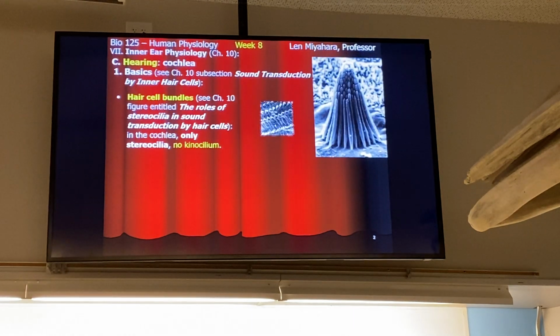Okay, so if you have your lecture packets, turn it to page 34. It shows you some of the physics of sound waves. And you do need to know a little bit about physics to understand auditory physiology.